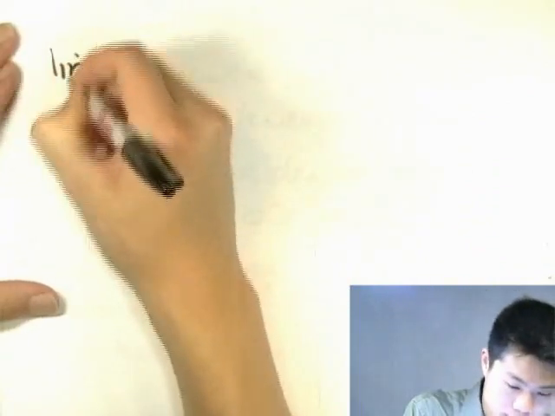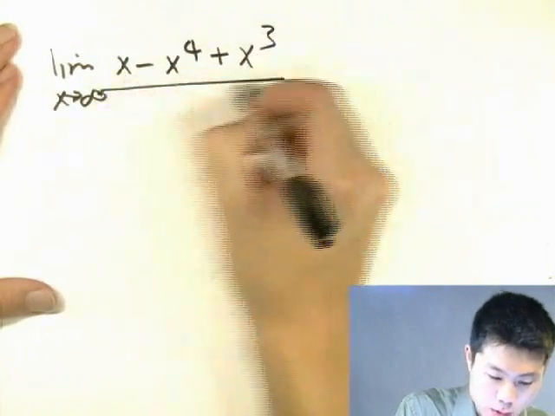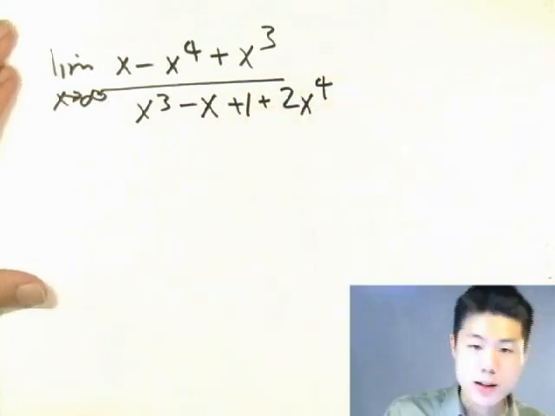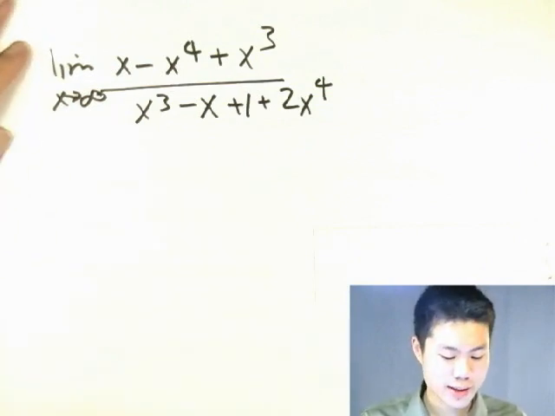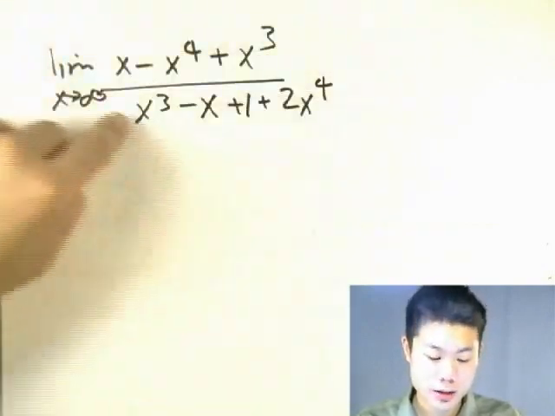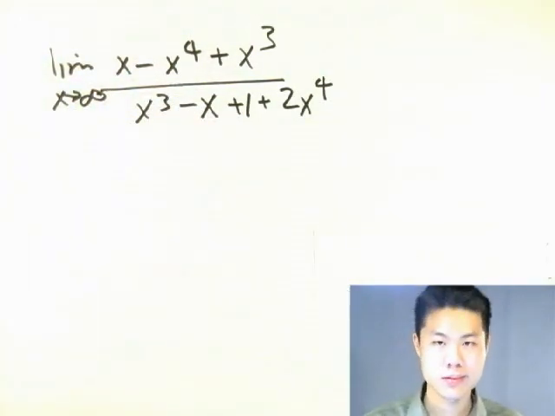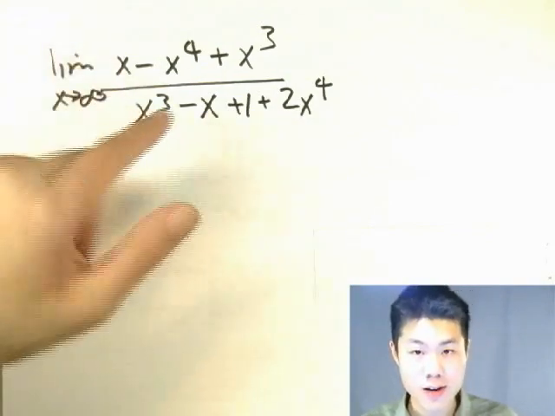Okay, so let me show you an example here. The limit of x minus x to the 4th plus x cubed over x cubed minus x plus 1 plus 2x to the 4th. Now this is annoying. This is an annoying trick that some test takers use. In this case, they purposely give you the exponents in the wrong order. So instead of starting from the largest to the smallest, they mix it up. So make sure when you're taking these tests to look at all the terms.